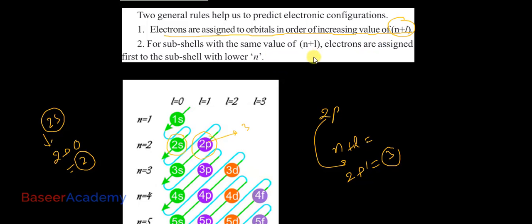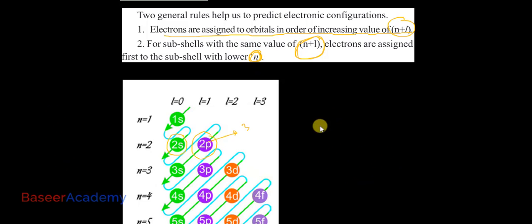At times what really happens is that n plus L values become equal. During those cases, electron will occupy the orbital which has lower n value. Let us say I have 4p and 3d. I want to find out the n plus L value of 3d and 4p.